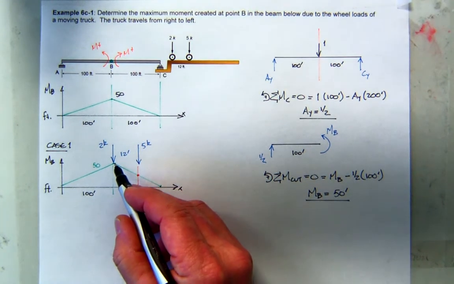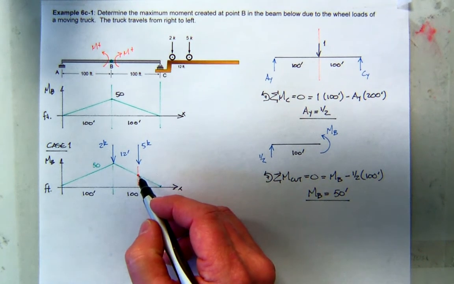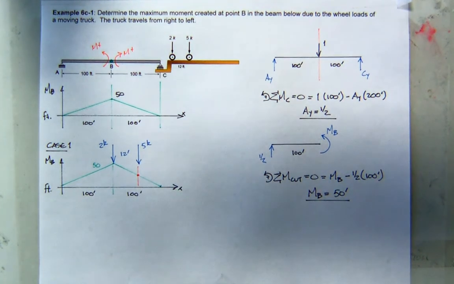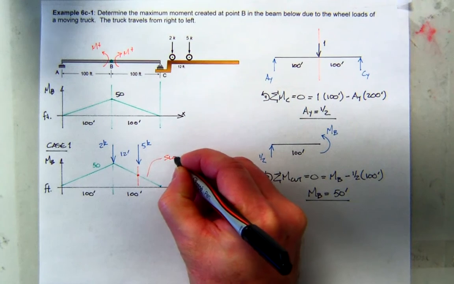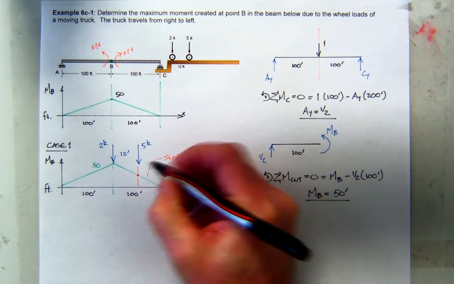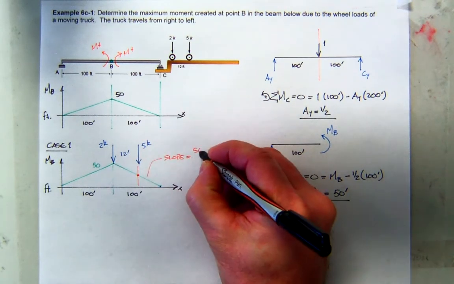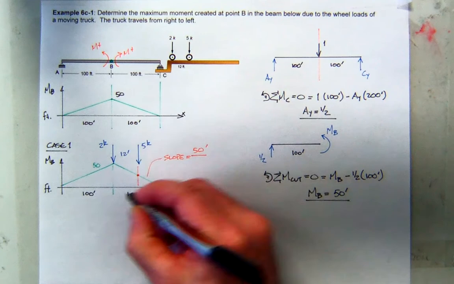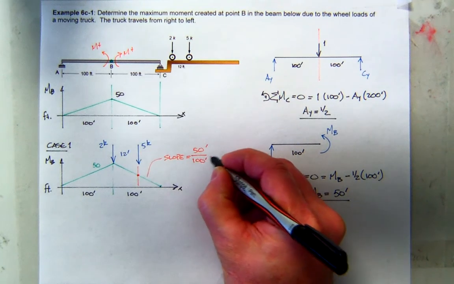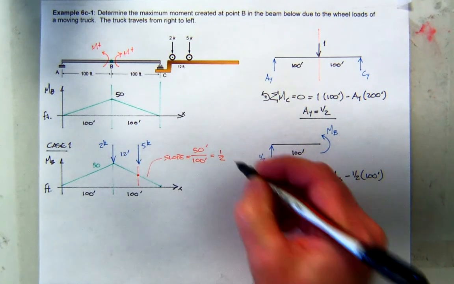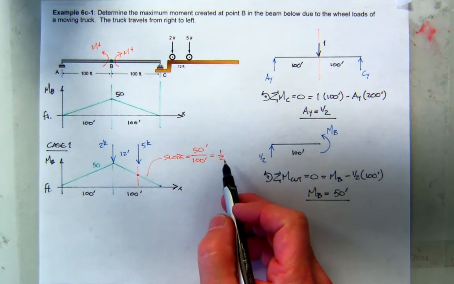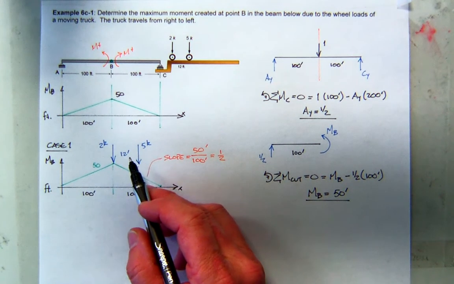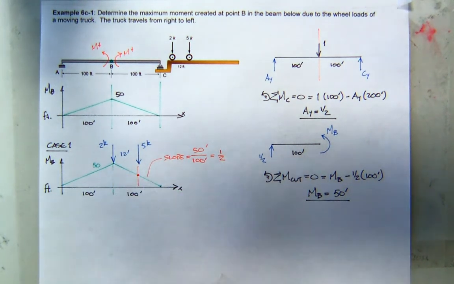So if this is 50, what's this value right here? Well, there's a couple different ways you can do it. I always like to do the slope. So what is the slope of that line? It's the rise, which is 50, over the run, which is 100, which ends up being 1/2. So every foot I move to the right, I drop 1/2. I'm moving 12 feet, so that should be 6. 50 minus 6 is 44.